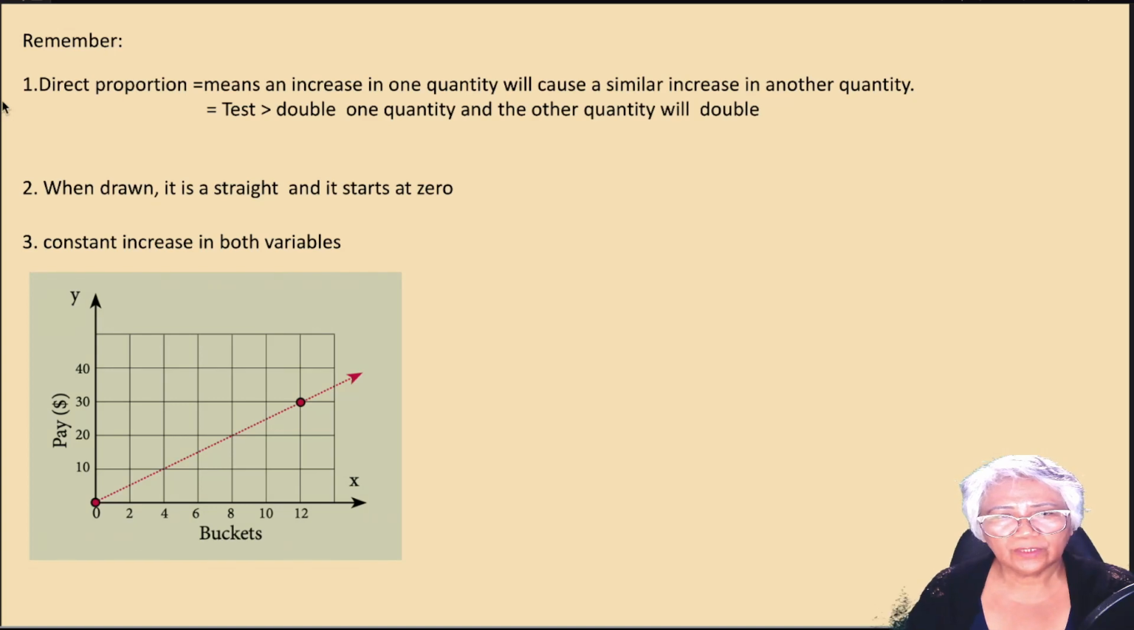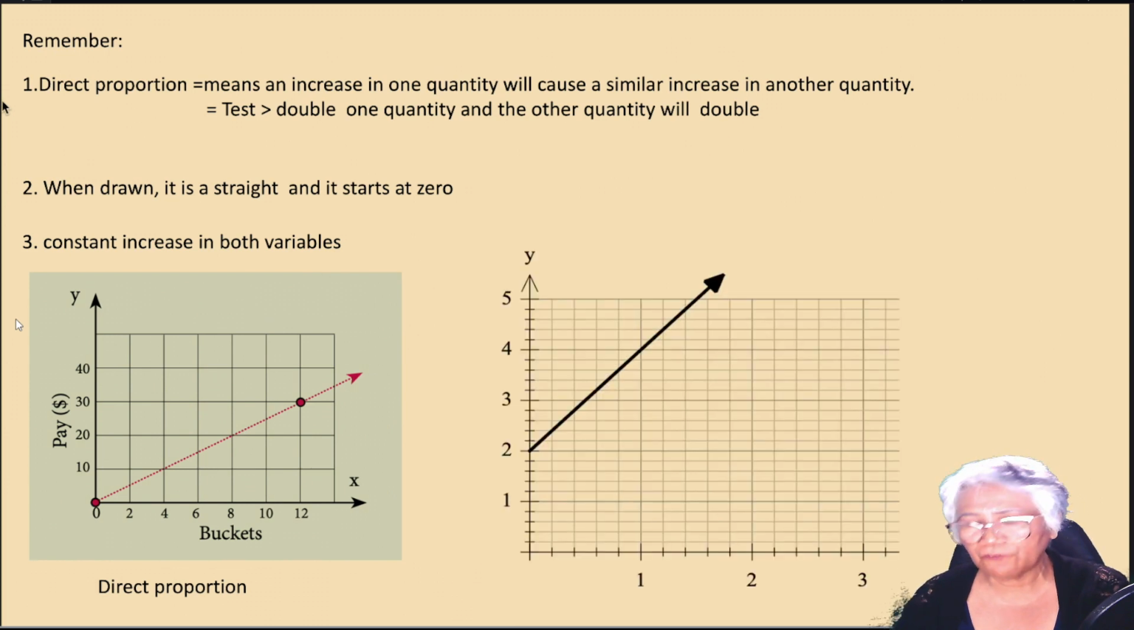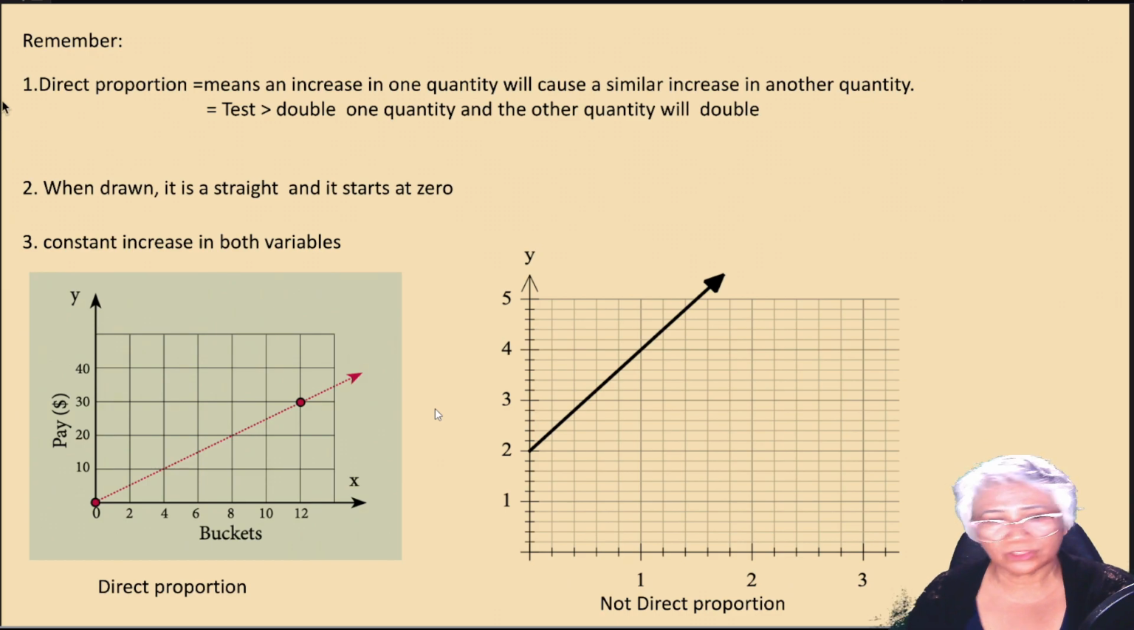Right, so in this case, this graph starts at 0 and it is a straight line with a constant increase. So this one here is a direct proportion, while this graph, because it doesn't start on 0, is not a direct proportion.